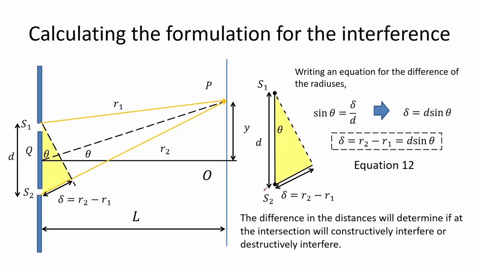Calculating the formulation for the interference. Writing an equation for the difference of the radii, we have equation 12. Here we see it forms a right triangle. The difference in the distances will determine if the waves at the intersection will interfere constructively or destructively.